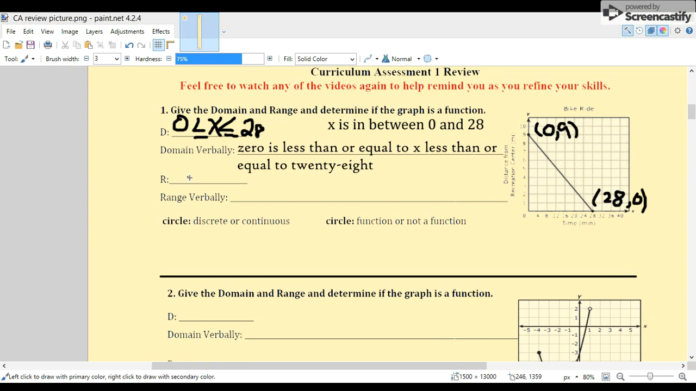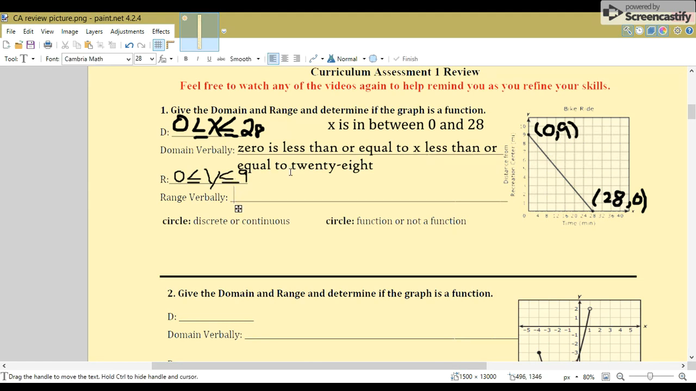Okay, for a range, we have down, up, y. Our lowest y is 0. And our highest y is 9. We're talking about y, so we put y in the middle. You could also put f of x right here. Less than or equal to, less than or equal to. And if you were to write this down in words, it would look like this. 0 is less than or equal to y less than or equal to 9.